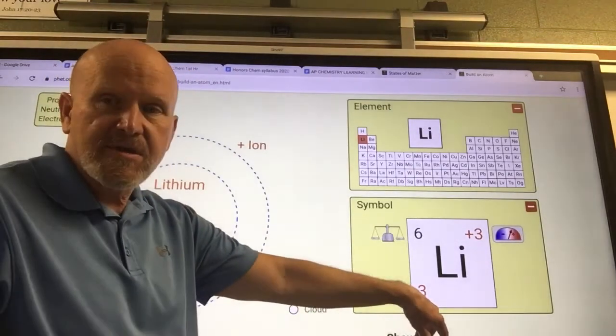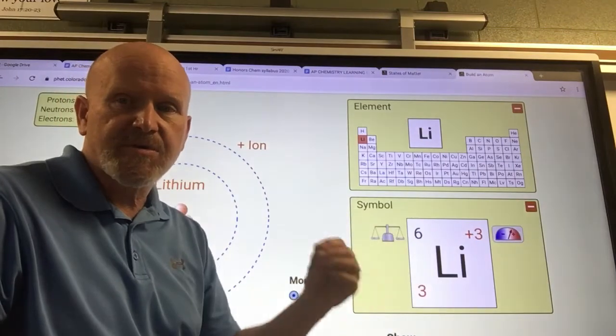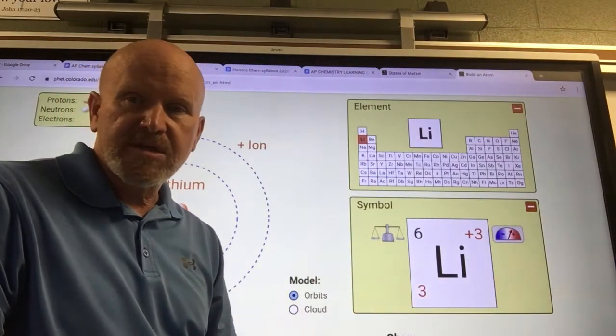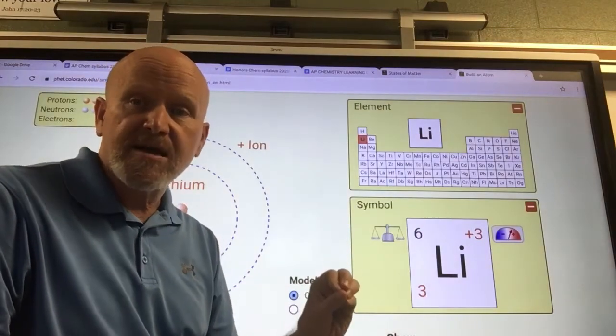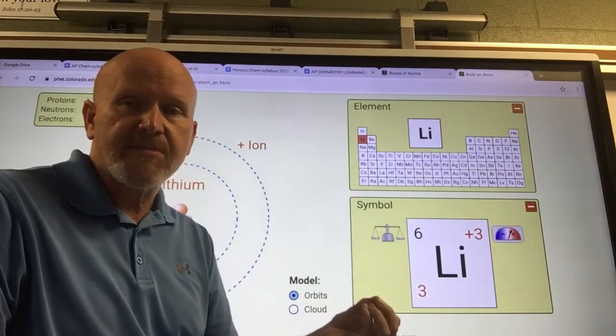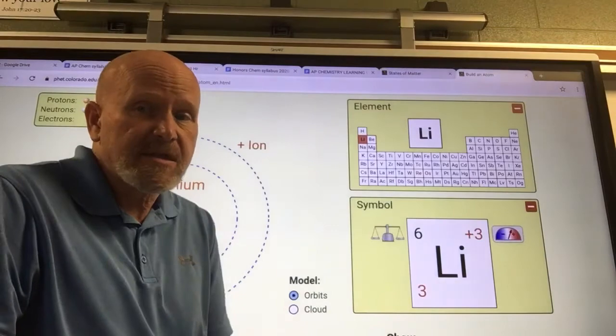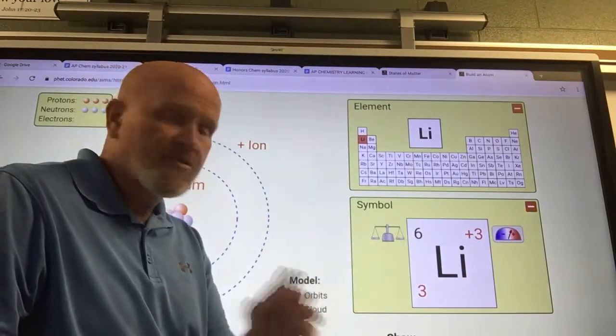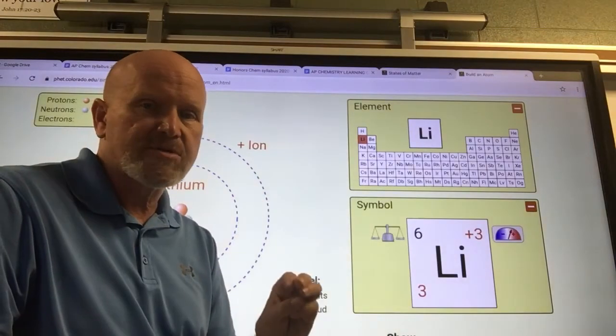This number down here is the atomic number. That's the number of protons. It wasn't until almost 1920 that we discovered that the number of protons is what gives an atom its identity. So what makes lithium lithium is any atom that has exactly 3 protons. There's nothing else. It's just what the protons are.